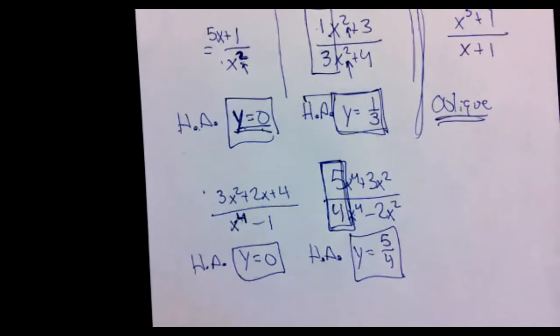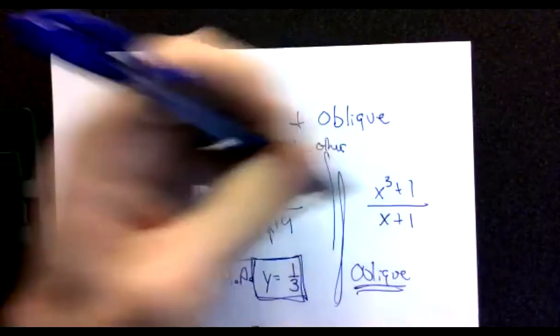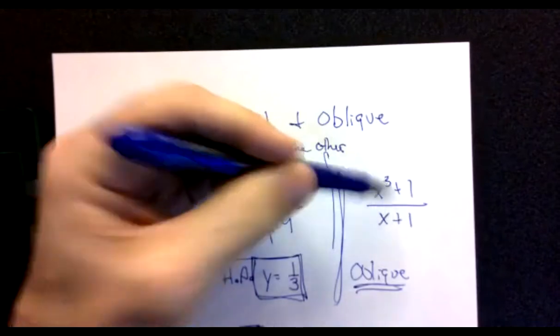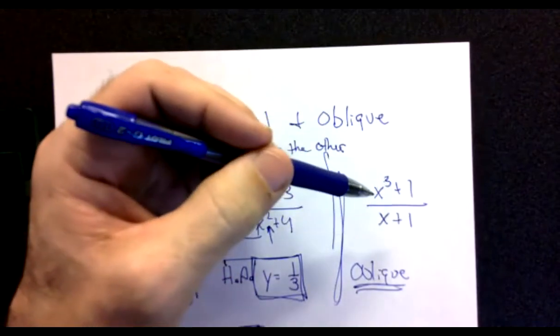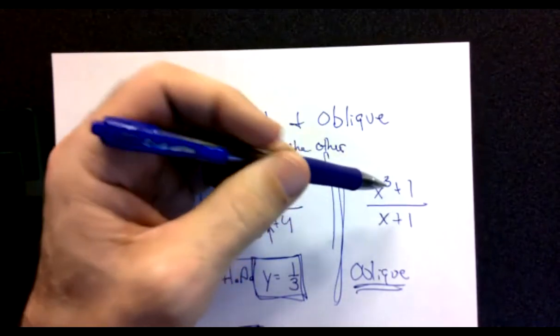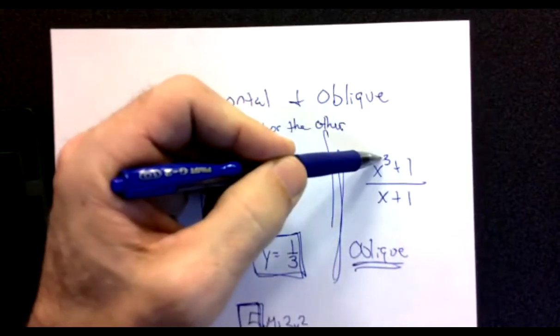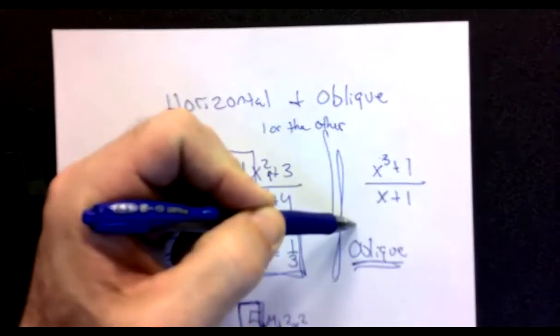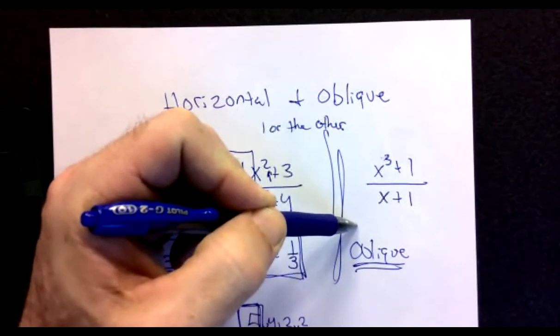All right, if the degree on top is bigger, in this case I picked x cubed plus 1. That's probably not a great problem. I'm going to change my problem up a little bit. But if the degree on top is bigger, you're going to get an oblique asymptote. Oblique just means on a diagonal, okay?